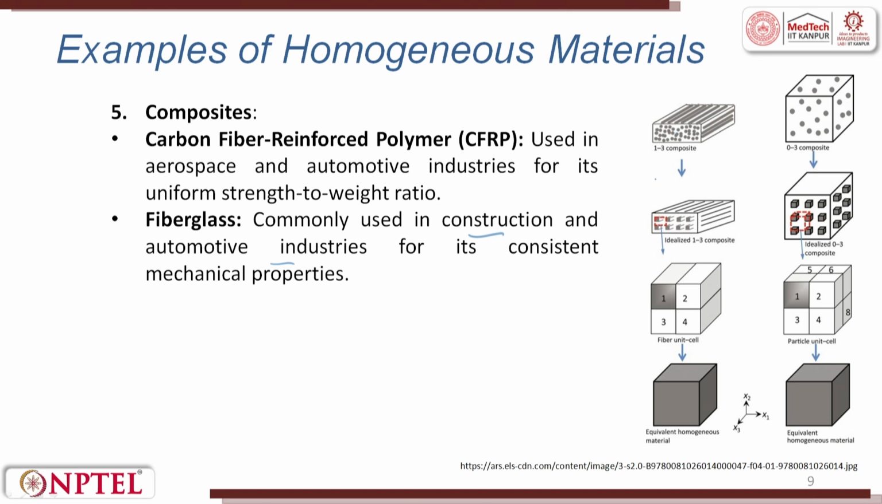If you try to take a cross section, you will see reinforcements. So, the reinforcements look like this. You can have a long reinforcement or particulate reinforcement. So, if you see there, it is 0 to 3D, then idealized 0 to 3D composite, particulate unit cell, and then equivalent homogeneous material you can try to have. You have multiple things, but you can try to generalize.